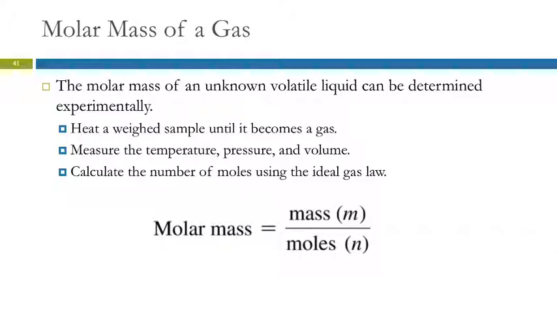We can also determine the molar mass of a gas experimentally. We're going to do this on Thursday in lab. The idea here is you heat a sample until it becomes a gas. You know the mass of the sample. You measure the temperature, the pressure, and the volume of the gas. And then you can calculate the number of moles. Molar mass is the mass in grams divided by the number of moles. So we've weighed the sample, we know the mass of it, we divide by the number of moles, and we can calculate the molar mass.